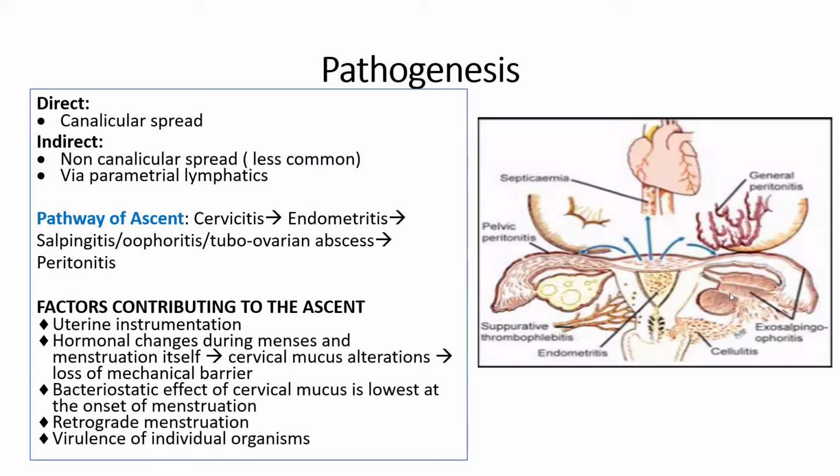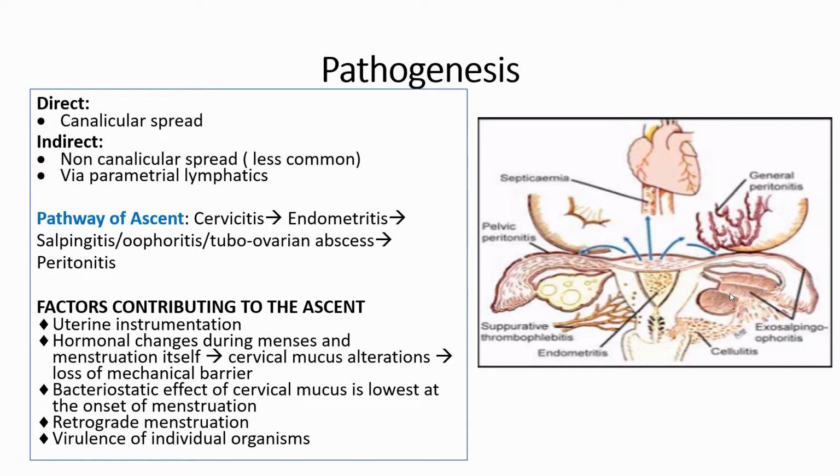Like we discussed about the contributing factors, like uterine instrumentation and hormonal changes during menstruation. Because there is an alteration in the cervical mucus, and cervical mucus has a role: one is a barrier, so it acts as a barrier against the organism, and it also has a bacteriostatic effect.